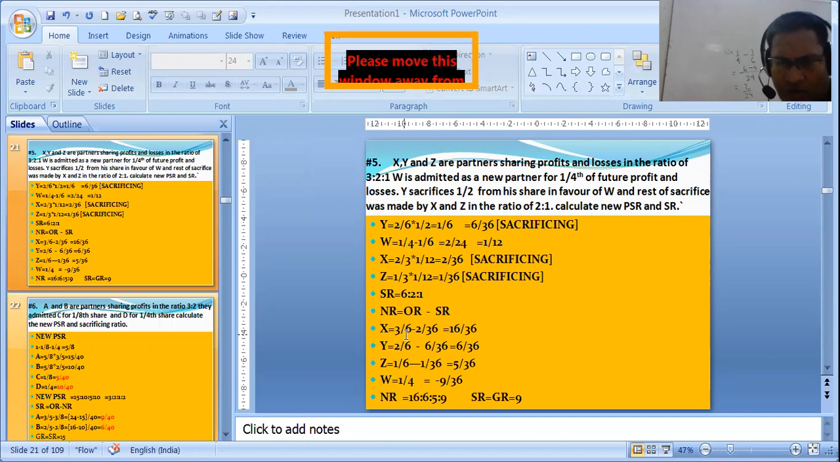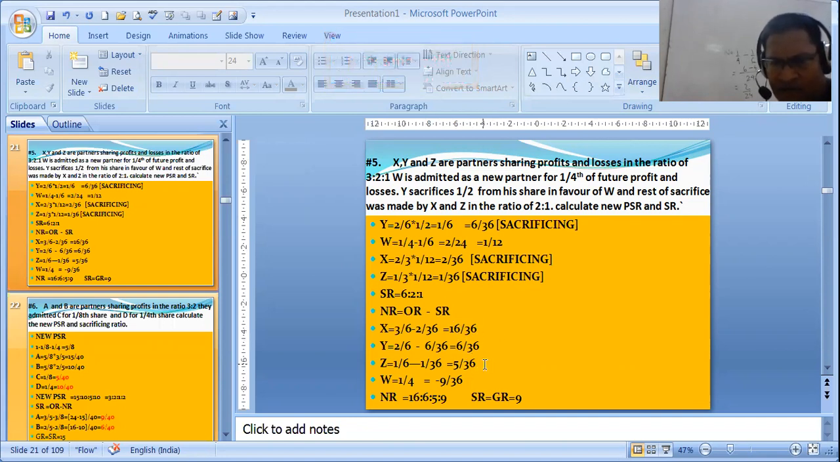3 by 6 is the old ratio, 2 by 6 and 1 by 6. Sacrificing is 2 by 36, 6 by 36 and 1 by 36. See, 1 by 6 also means 6 by 36 as Y was getting. So our new ratio is becoming 16 by 36, 6 by 36 and 5 by 36.